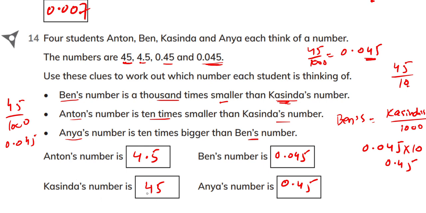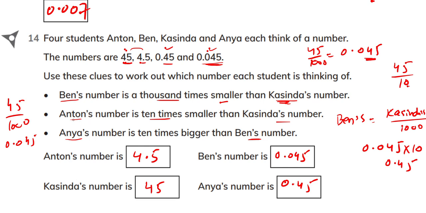If you compare the numbers, I'm having 45, 4.5, 0.45, and 0.045. If you compare these two numbers, this number is 10 times of this number. 45 is 100 times of this number. And if you compare these numbers, 45 is 1,000 times of it. So obviously we will compare these because the difference is of 1,000 times. That is why we compare them.